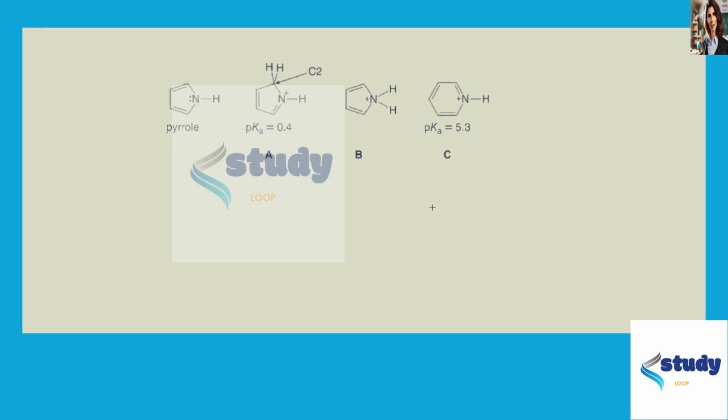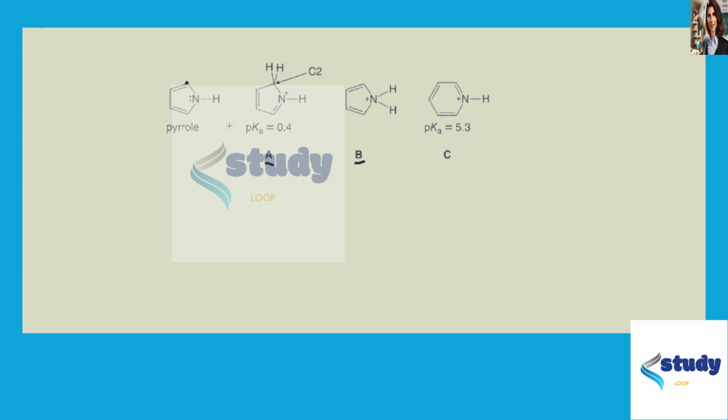Hello everyone, today we're doing chapter 17, problem 50, and this problem asks us for two parts. First, explain why protonation of pyrrole, this molecule here, occurs at carbon 2, right there, to form A, and not on the nitrogen atom to form B. Then it asks in part B, explain why A is more acidic than C, the conjugate base of pyridine. So let's first tackle A.